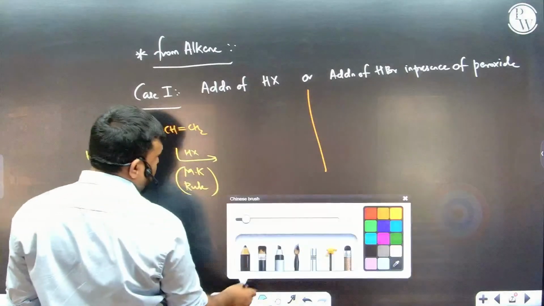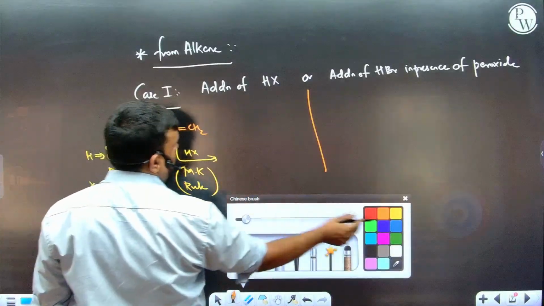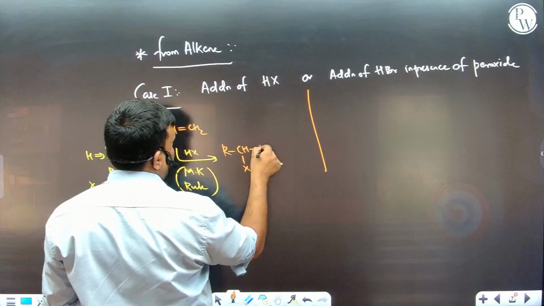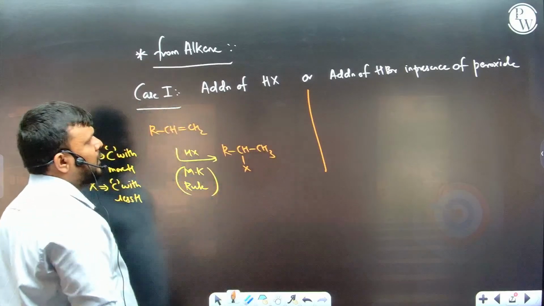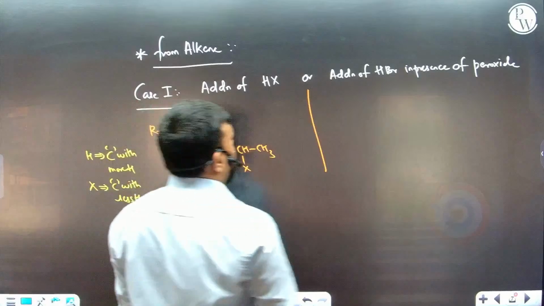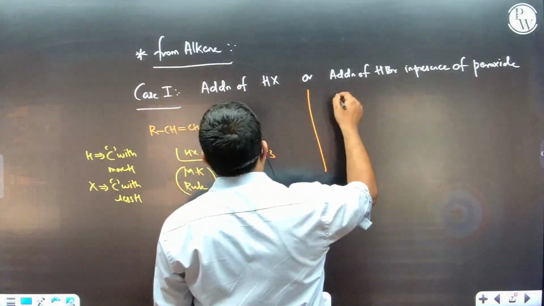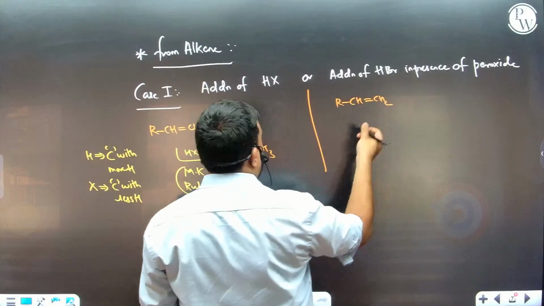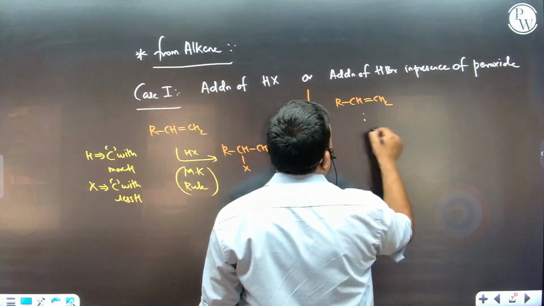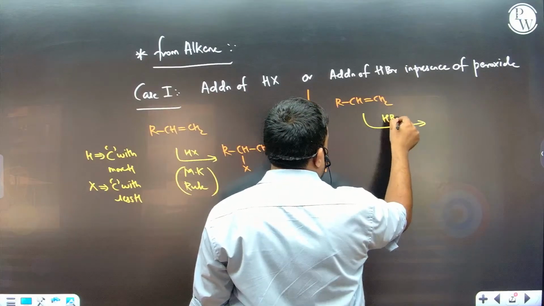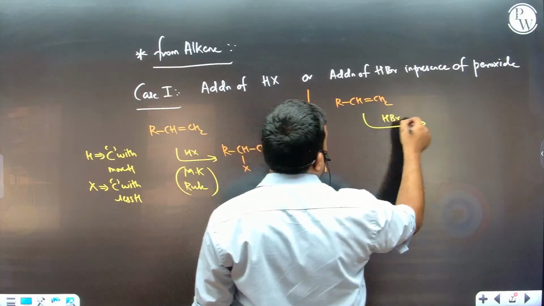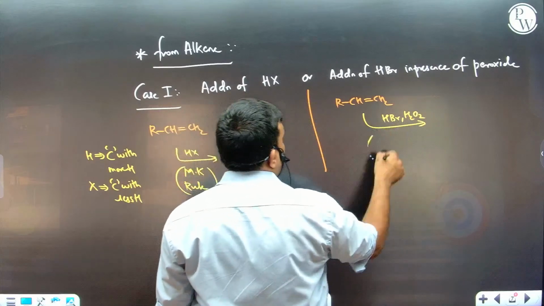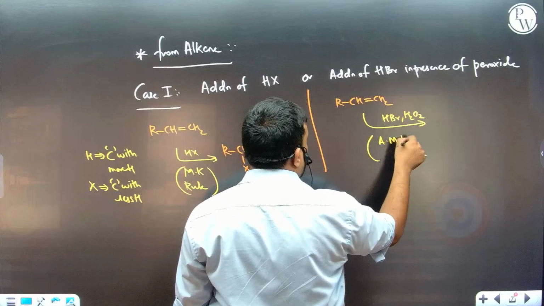So what will happen over here? You will get R CHX CH3. This is the haloalkane we are getting over here. In this, what will happen? Same RCH double bond CH2 we are taking over here, and now we are having addition of HBr, and that also in presence of peroxide. I am writing H2O2 hydrogen peroxide over here. What will happen? We will be following anti-Markovnikov rule over here.